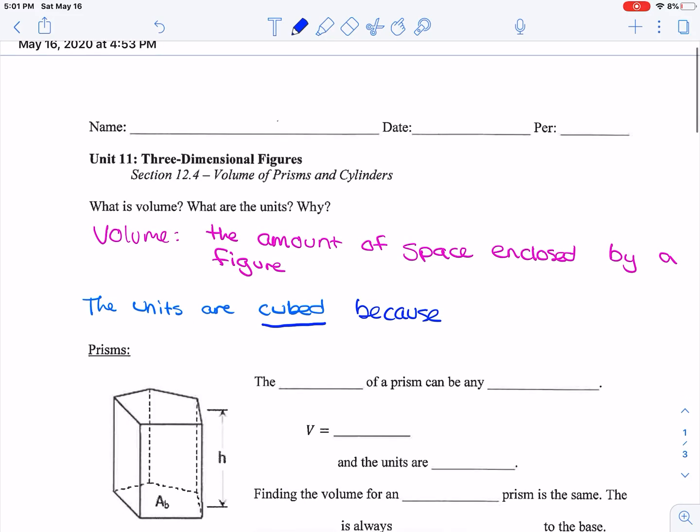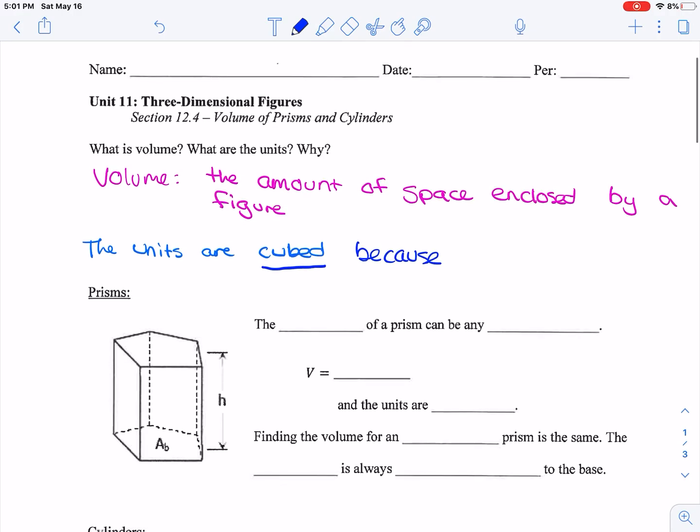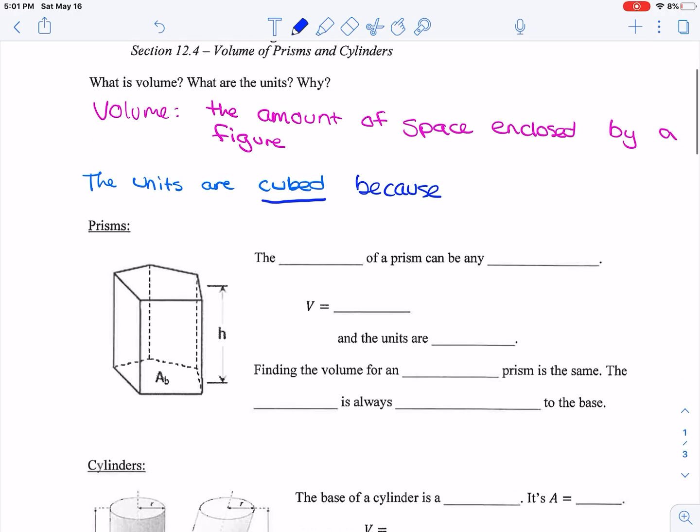Okay, so to start off, we're on 12.4. It asks us what the volume is. You should know that from science class and previous math classes. That's just the amount of space enclosed by a figure. And I do want to point out, it asks what are the units. The units are cubed because there are 3 dimensions to measure.